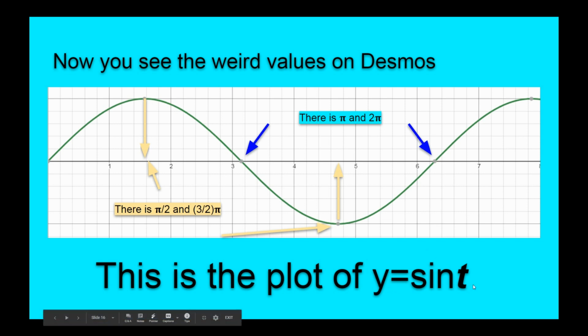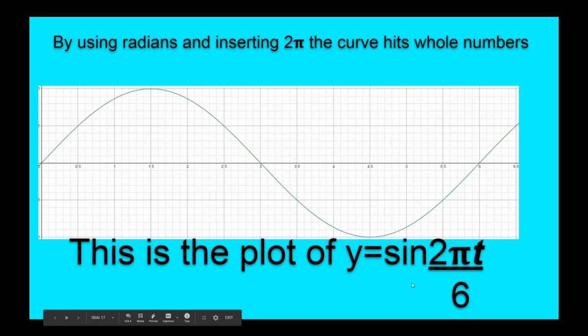So instead of plotting y equals sine t, we just make a slight shift. If we put in 2 pi for the full circle, then you can treat this subscript here as a fraction of the circle. By the time t equals 6, this whole thing will become 2 pi, a full circle. So this will tell you how many units your circle will be. Now look what happened. 0, 3, 6.